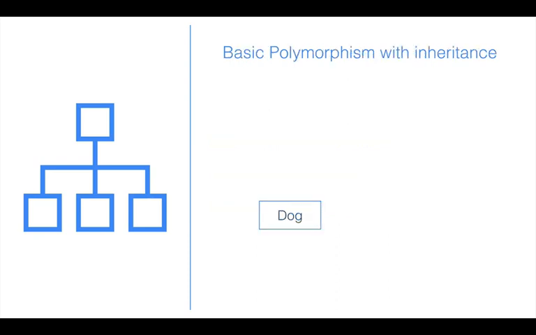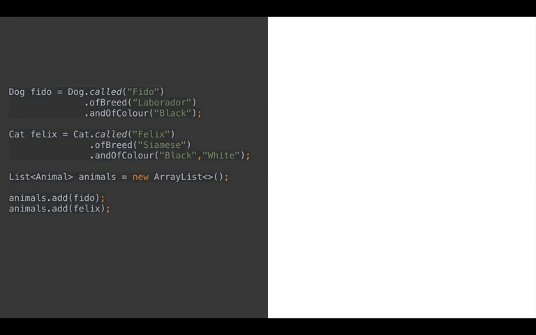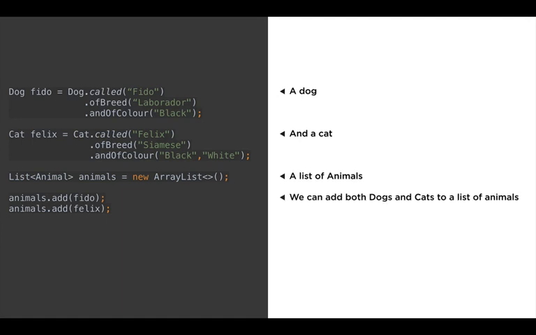The simplest form of polymorphism is simply inheritance. For example, a dog and a cat are both animals. So we could say that the dog and the cat both extend the animal class. In this example, we've got a dog called Fido and a cat called Felix. Since both dogs and cats are animals, they can both go into the list of animals just fine. So we can create a list of animals and we can add Fido, we can add Felix, and the animals list doesn't know any different.